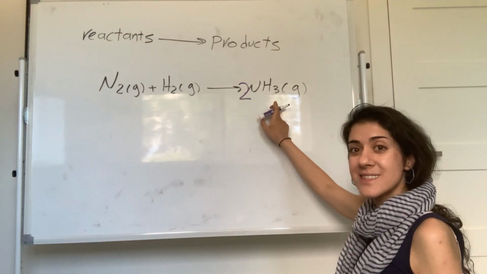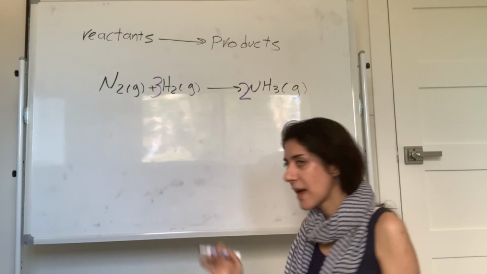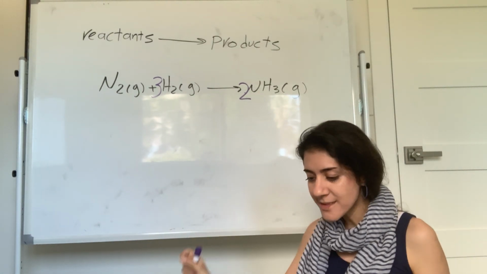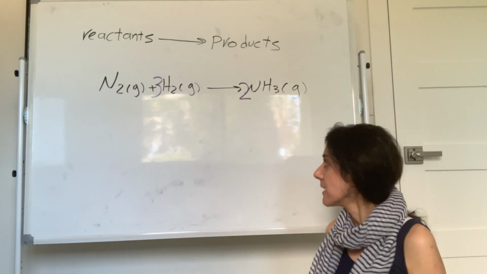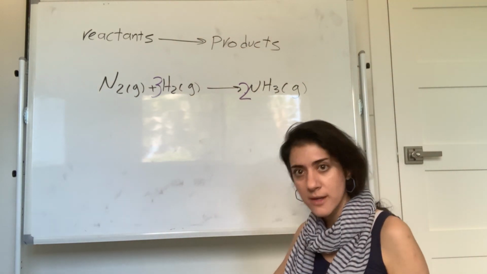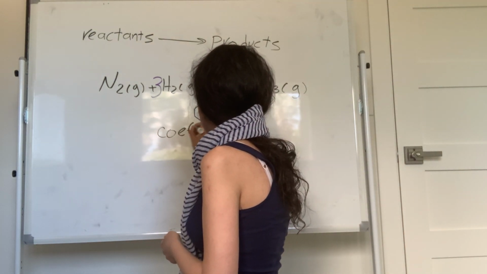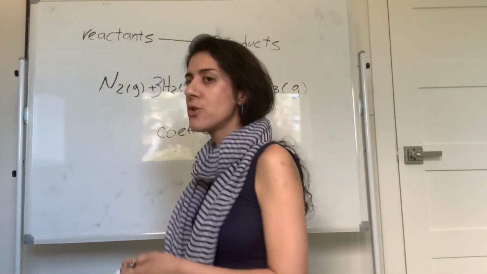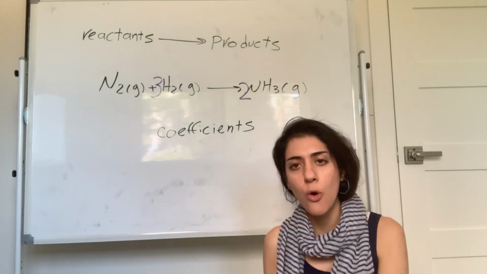And then now I have 6 hydrogen. So I'm going to add a 3 over here. So then I have a 6 hydrogen, and this is going to balance out. Okay, so I have a balanced equation. You're good so far? Now, how did you balance it? You balance this equation by adding coefficients, right?